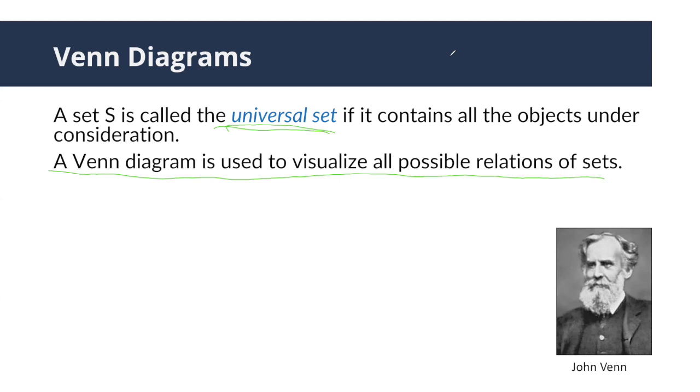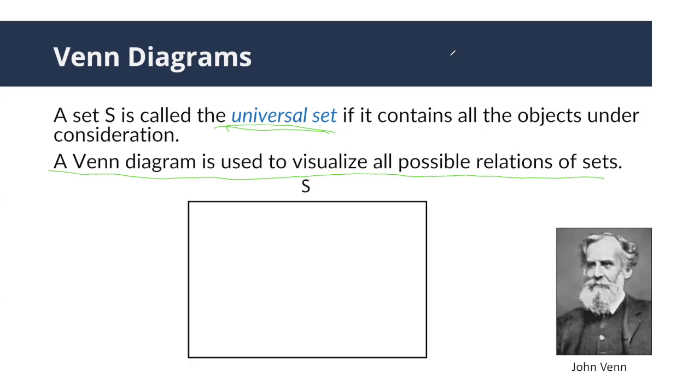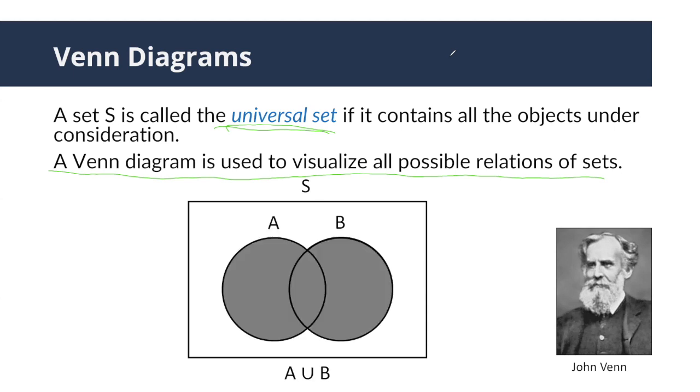So if you are studying integers, then S is the set of all integers. If you are studying Mine students, then S is the set of all Mine students. Okay? And for Venn diagram representation, we usually use a square to represent the universal set. And then we use circles to represent its subsets. For example, A is this circle, and B is another circle. And then, if you put A and B together, this shaded area represents A union B.